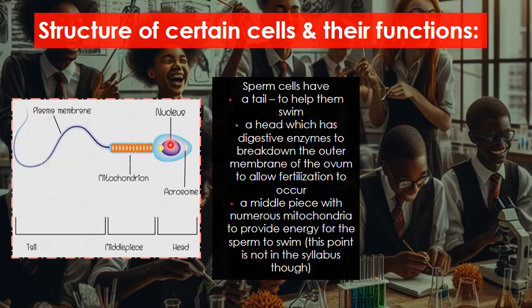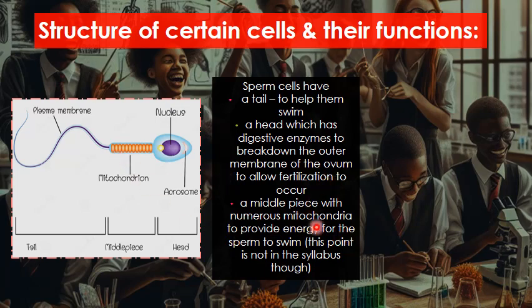The head here has digestive enzymes which break down the outer membrane of the ovum, right? So the ovum is the female sex cell, or the egg. This acrosome will contain enzymes that break down the membrane so the sperm can penetrate the egg and fertilization can happen, which is when the nucleus of the sperm fuses with the nucleus of the egg, or of the ovum, right?